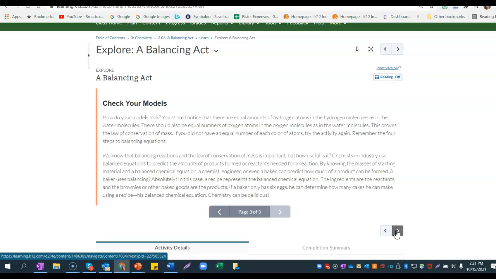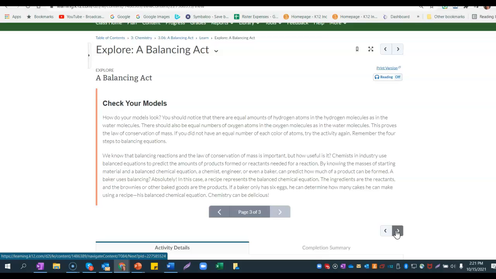So we know that balancing reactions and the law of conservation of mass is important, but how useful is it? So chemists in the industry use balanced equations to predict the amounts of products formed or reactants needed for a reaction. By knowing the masses of the starting material and a balanced chemical equation, a chemist or an engineer, or even better, a baker, could predict how much of a product could be formed.